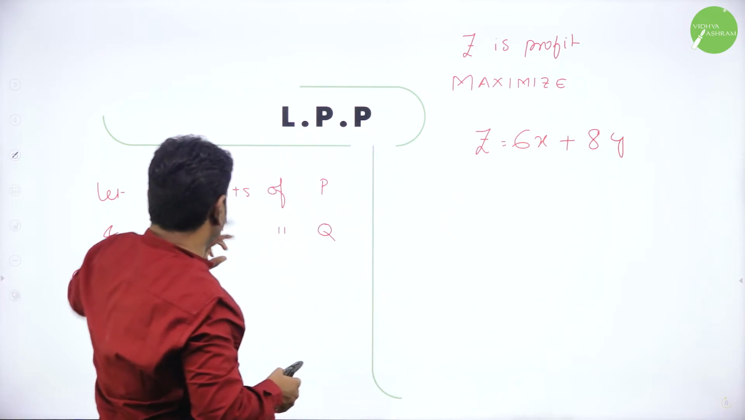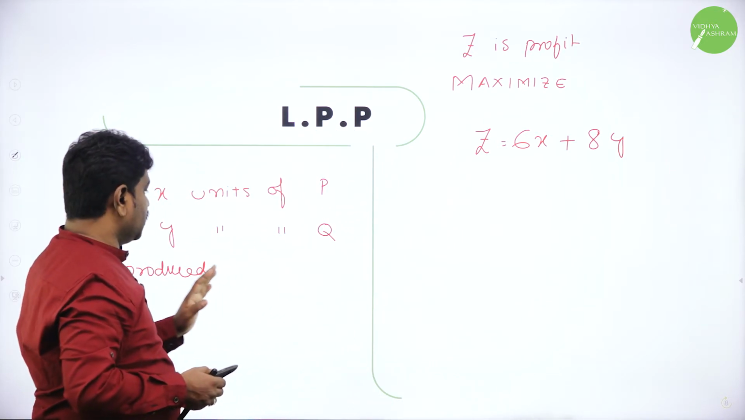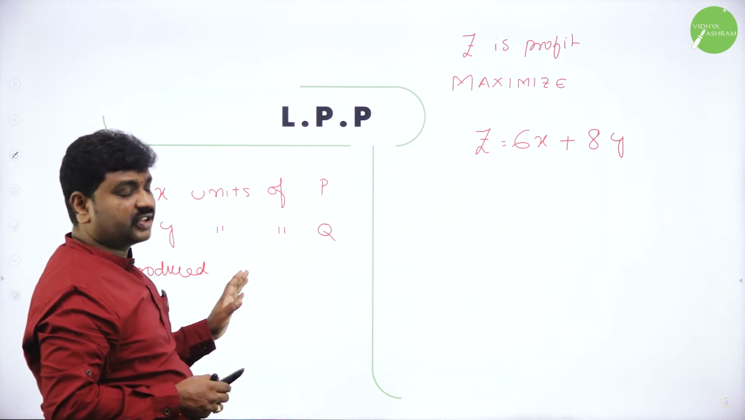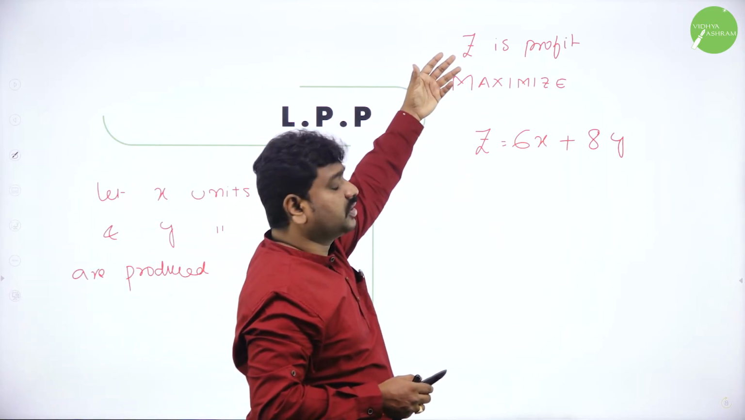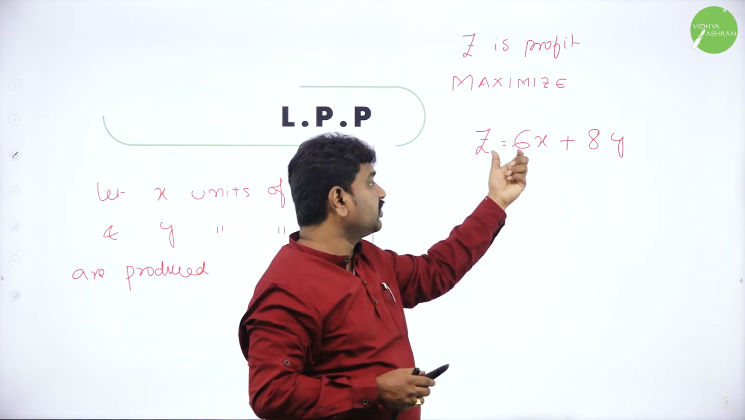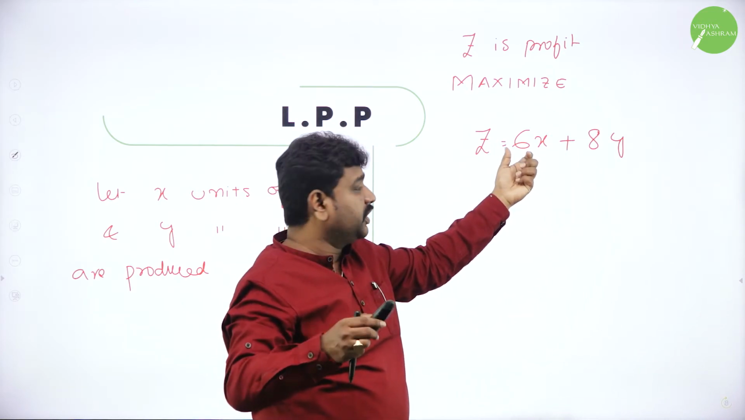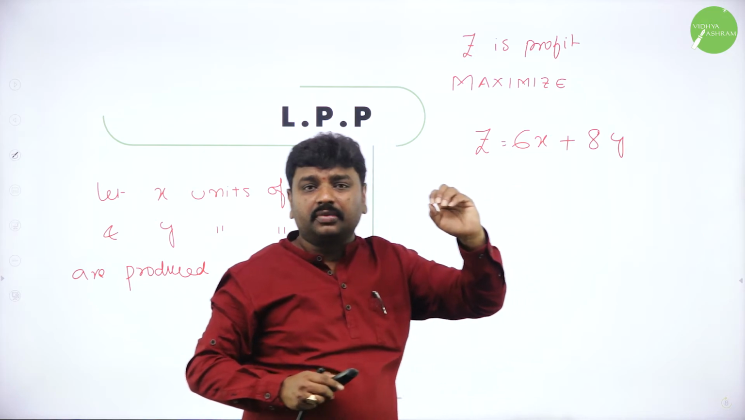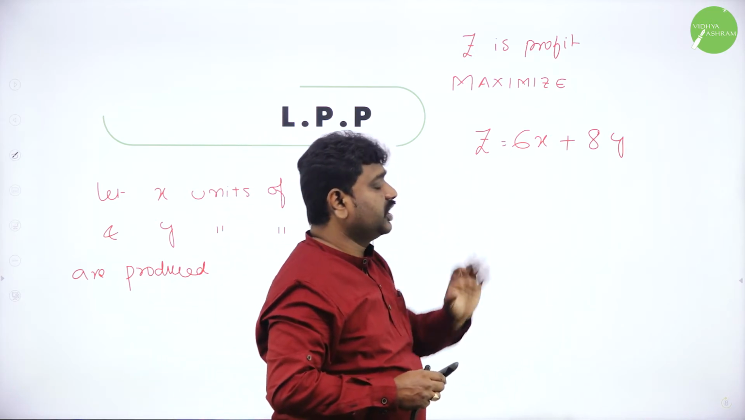First we assume the unknowns: x units of P and y units of Q are produced to get maximum profit, and we need to maximize the profit. Profit is the objective function, Z is equal to 6x plus 8y. 6x is what? Profit on product P. 8y is what? Profit on product Q. Total profit is 6x plus 8y.